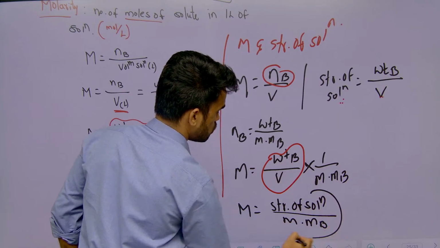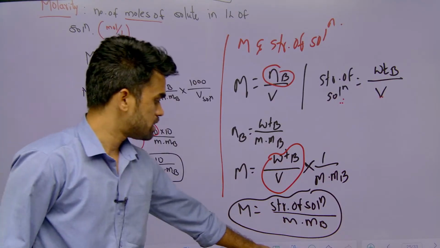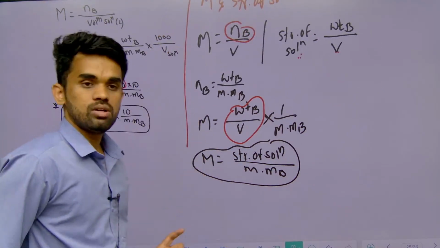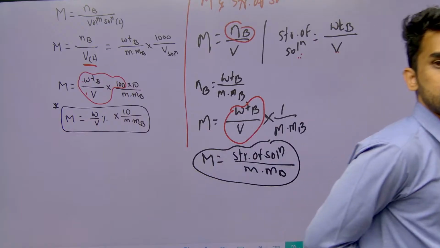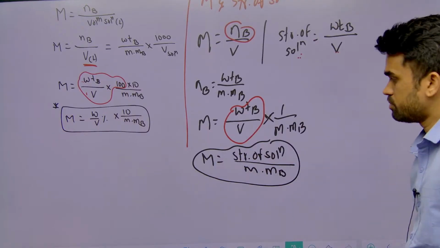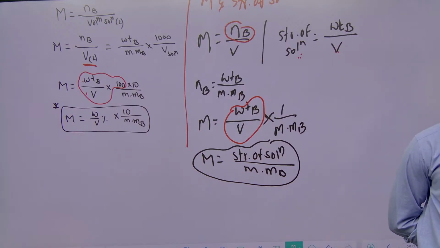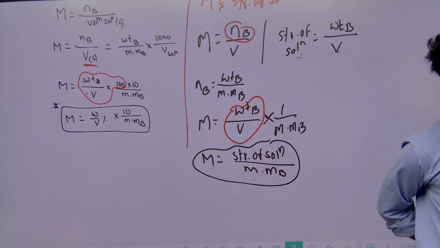That's it. So sometimes they will give you strength of solution and ask for molarity. So what is the relation you can use? Molarity equals strength of solution by molar mass of solute. Done? Too much?